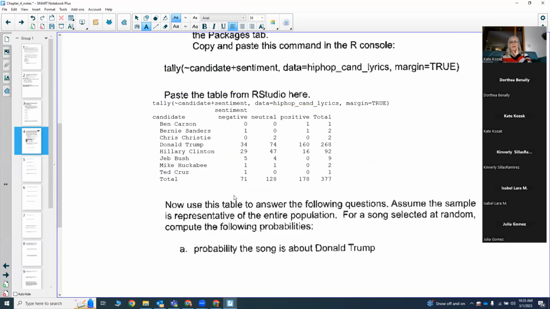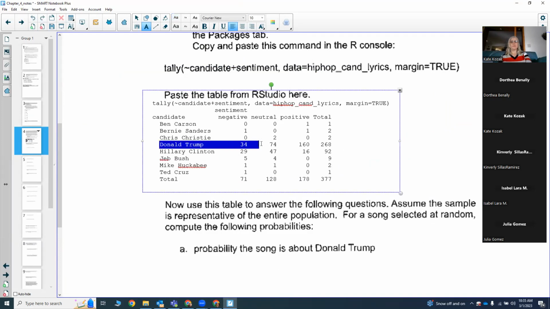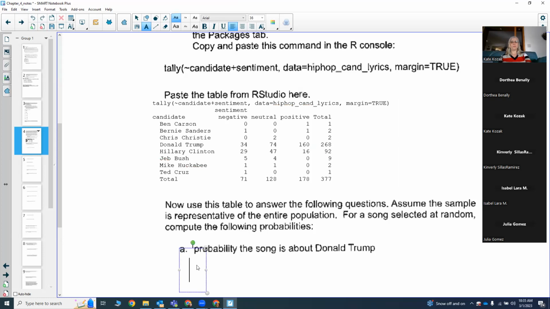That just gave me this. Now everything else is just going to be reading this table that we just now created. All right. So what is the probability the song is about Donald Trump? And again, what we're going to assume is that this is the entire population. We selected a song at random. And what we're going to do is look for Donald Trump here. These are all the ways they have it. And there's my total. So there are 268 songs about Donald Trump.